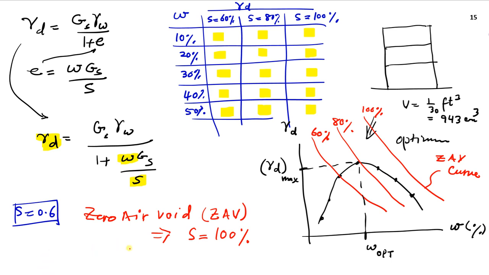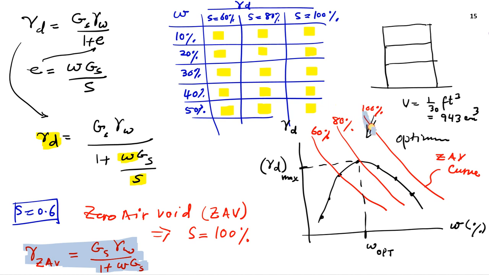So when the saturation is 100%, then this equation, we can call it gamma ZAV, is going to be equal to Gs gamma w over 1 plus w Gs. Now where is S? S will be 100%, means 1. So that S is not going to appear in this equation. When we multiply it by 1, there's no change. So this is called the zero air void unit weight, and this value corresponds to this curve.